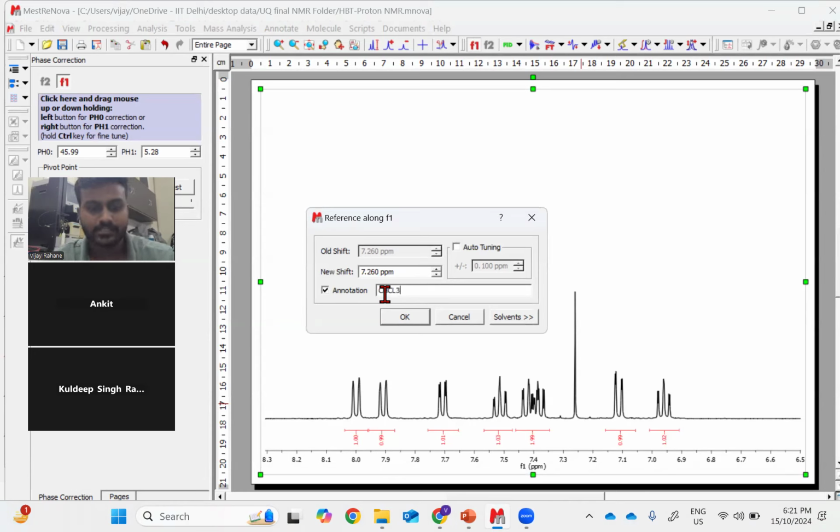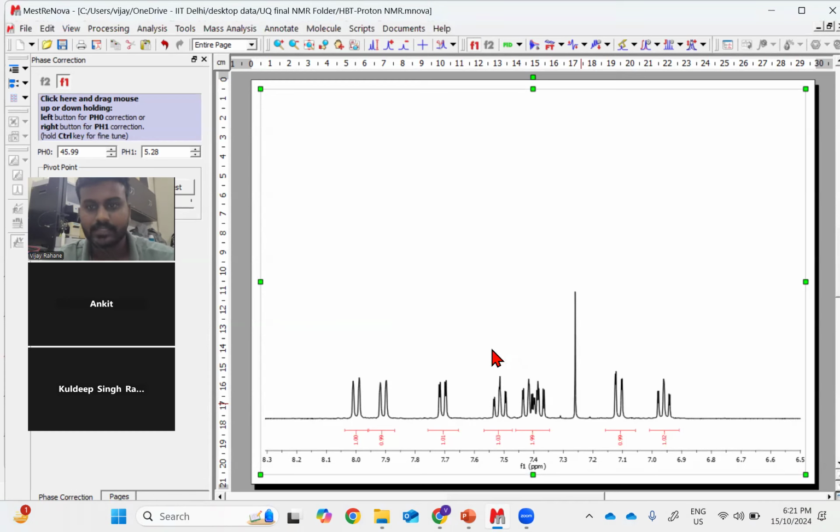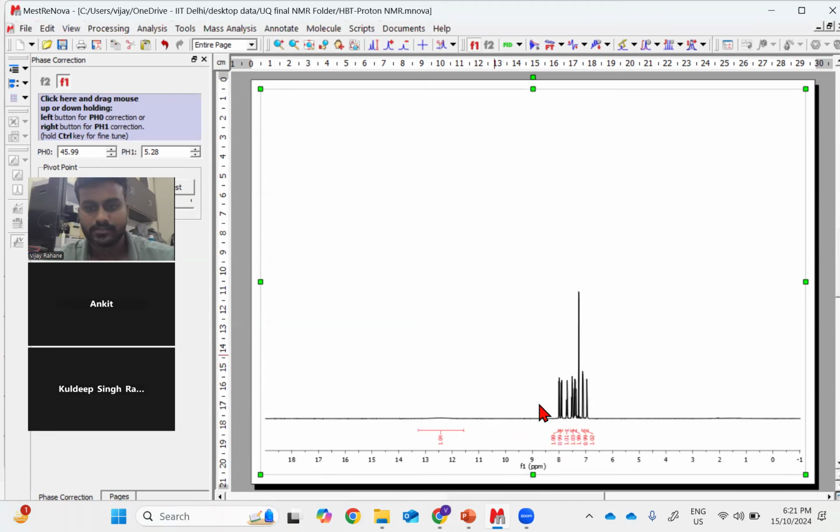So this peak arises due to the CHCl3, chloroform impurity. Whenever we get the spectra, we have to calibrate it. I just selected that spectra, and the spectra automatically calibrates with respect to this CHCl3 peak, and there is no TMS peak you can see here.